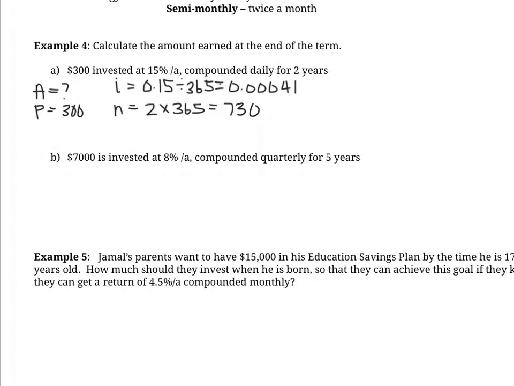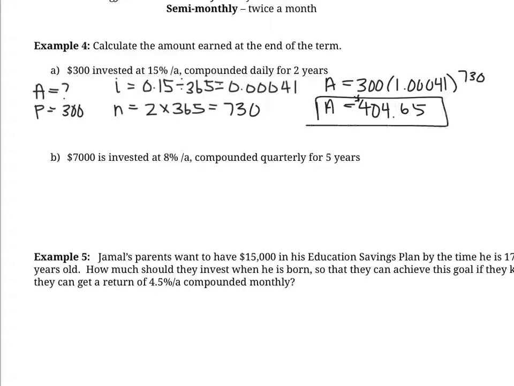So if we put this all into our equation, we have our A value we don't know, our P value is 300 times 1.00041, all to the power of 730. And we get an accumulated value of $404.65, which is reasonable when you take a look at what we originally invested, which is $300. So try the next one on your own and check back to make sure you've got the right answer.